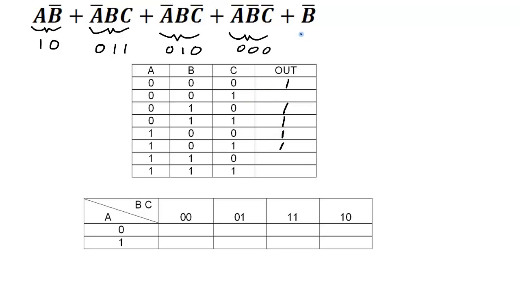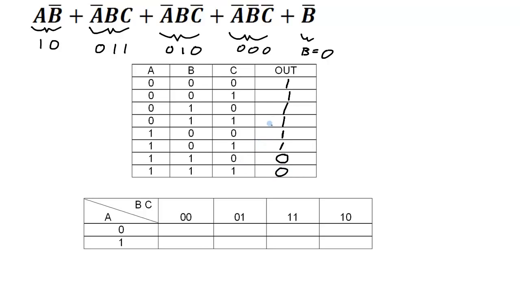Finally, we have this one last term, not B. So this is when B is equal to 0. Anywhere B is equal to 0 should be a 1. And look, we actually already have a few of those filled in. There's only one more here that we need to fill in to complete the truth table for this Boolean algebra expression. If you watch my videos on sum of products expressions, you'll watch the exact opposite process where we go from a truth table to a Boolean algebra expression. So now we're going from a Boolean algebra expression to a truth table. To complete the truth table, we'll have a 0 here and a 0 here.